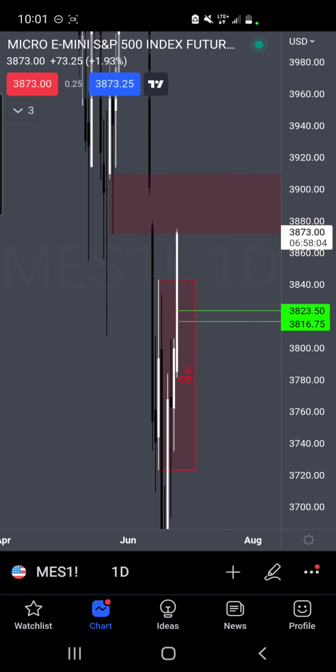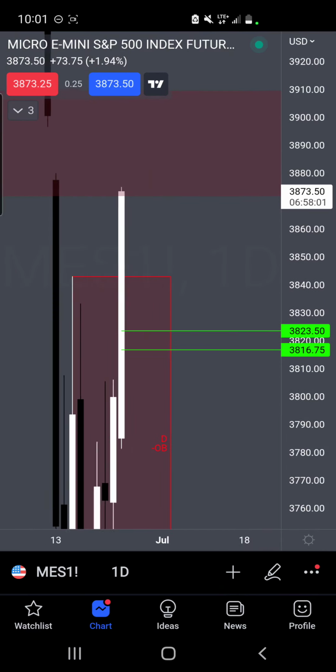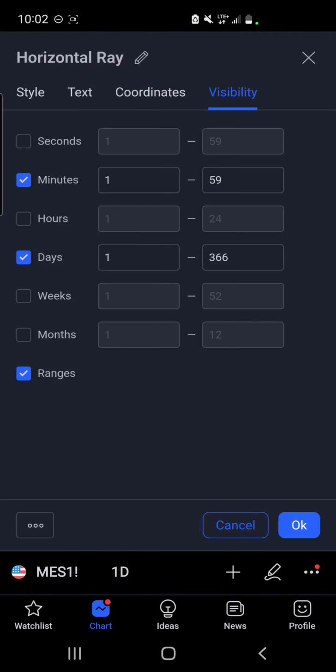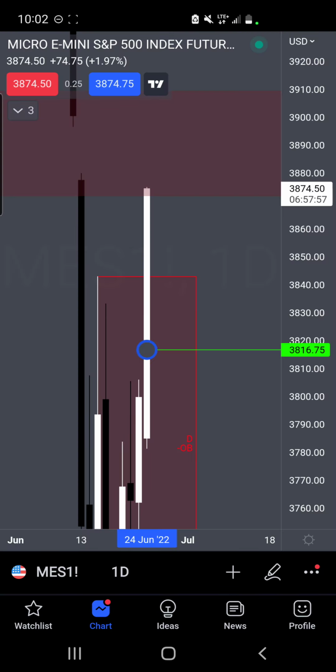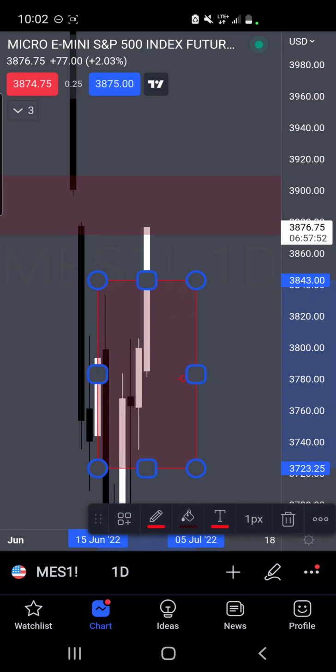All right, see, now we're approaching the range of that weekly OB. You see? Oh no, not that. This. Nah, not that. Yeah, now we're approaching the range. So I'm gonna just take this off because we don't need that.